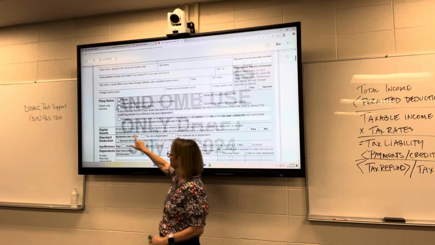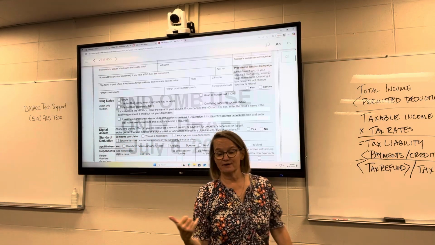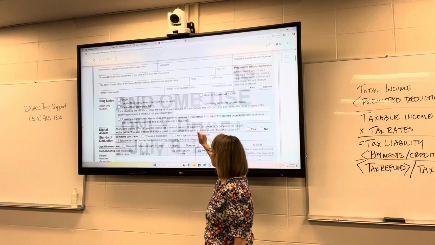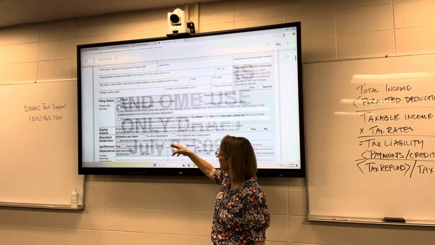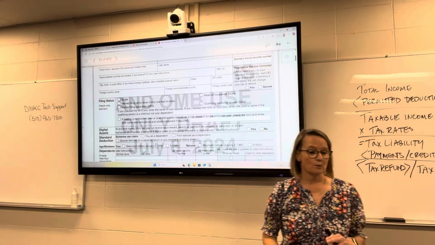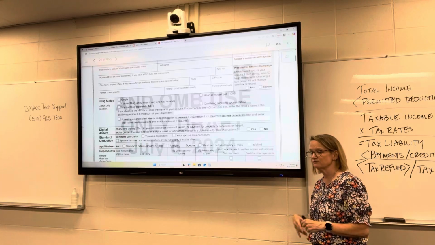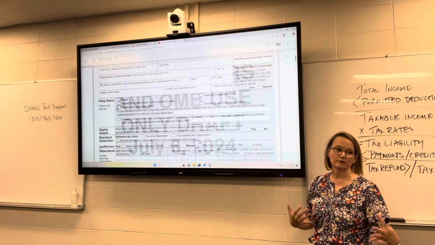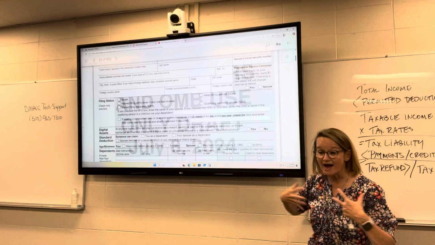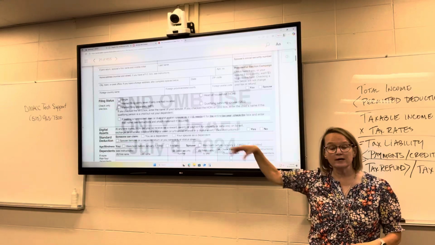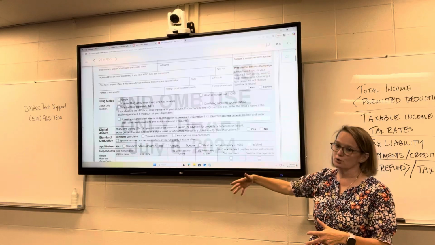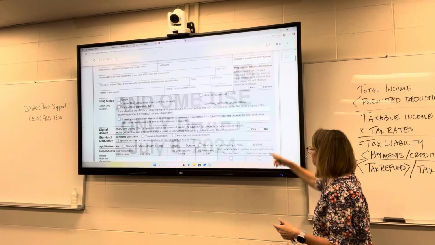Let's see. Oh, the digital assets question. This is a requirement that you have to mark as yes or no. Did you at any time during the year receive, sell, exchange, or otherwise dispose of a digital asset? Cryptocurrency, so Bitcoin, Ethereum, all that jazz. If you bought it, sold it, did anything with it, you have to check yes. If you bought it back in, if you were smart, 2009, and you're just holding on to it, but no other transactions took place, then it would be no.